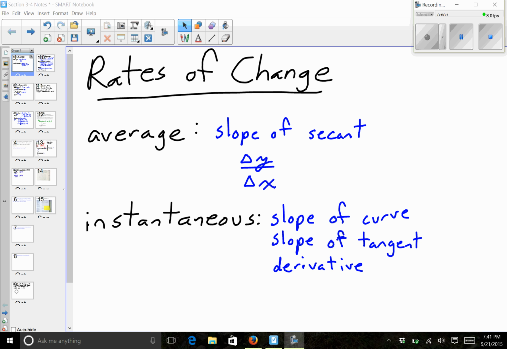Welcome to section 3.4. This section is continuing our discussions about rates of change. We're going to be focusing pretty intently on the instantaneous, and here just reviewing all of our different names. And we'll talk a bit about motion, we'll talk about economics, we'll talk about even some geometry applications with this.